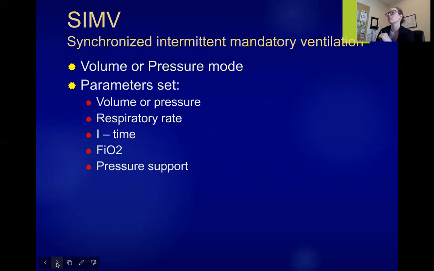SIMV, synchronized intermittent mandatory ventilation. This is the mode that is most often used in pediatrics. It could be set in either a volume or pressure mode. And the parameters that are set are volume or pressure, respiratory rate, I time, FiO2, and your pressure support.